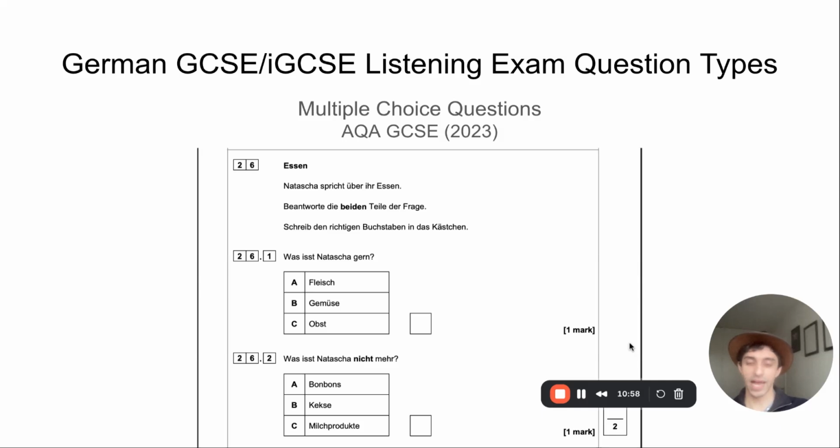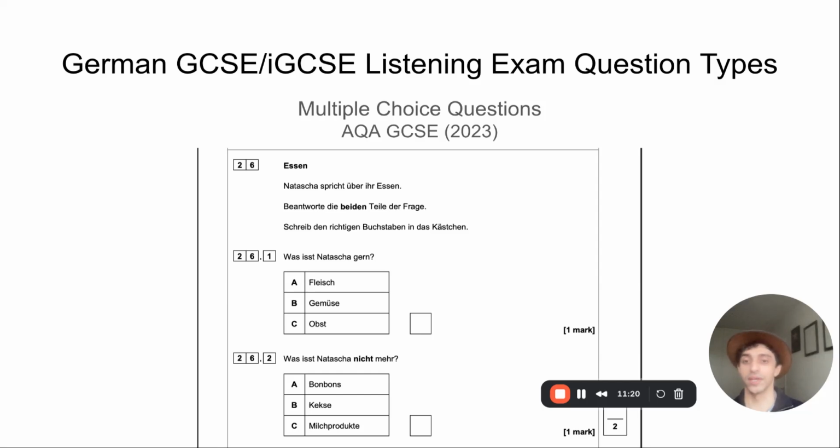Okay, so now we move on to multiple choice questions. Multiple choice questions are extremely common, perhaps the single most common question type for listening and even for reading exams. And this is taken from the 2023 paper for AQA. So yeah, you can see that they will always write out clear instructions at the top.